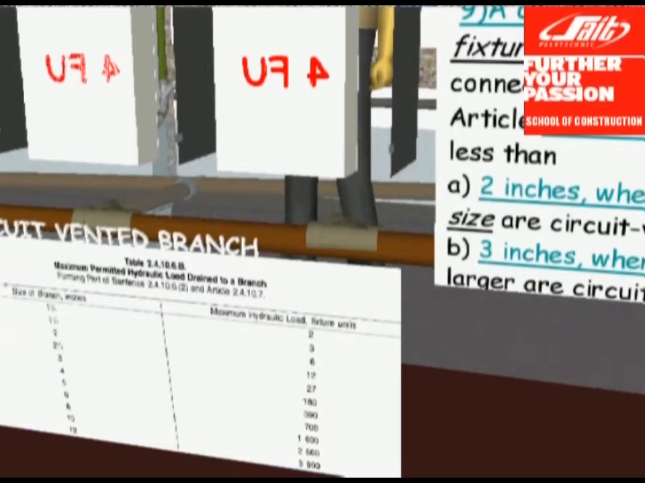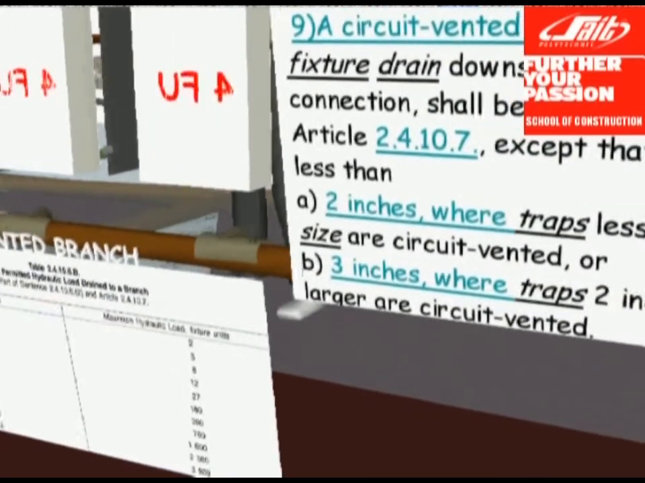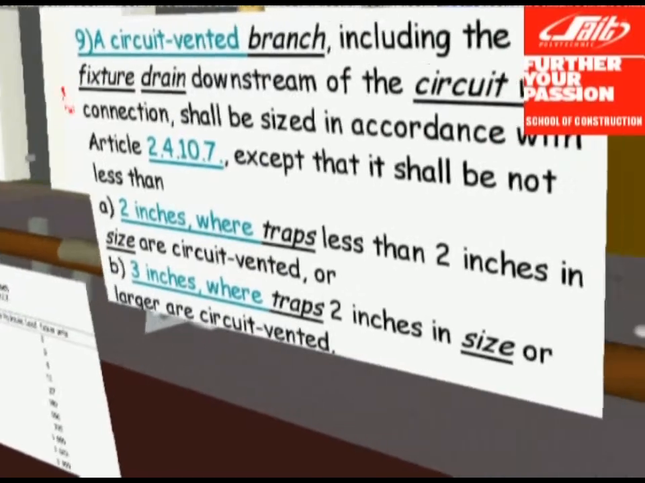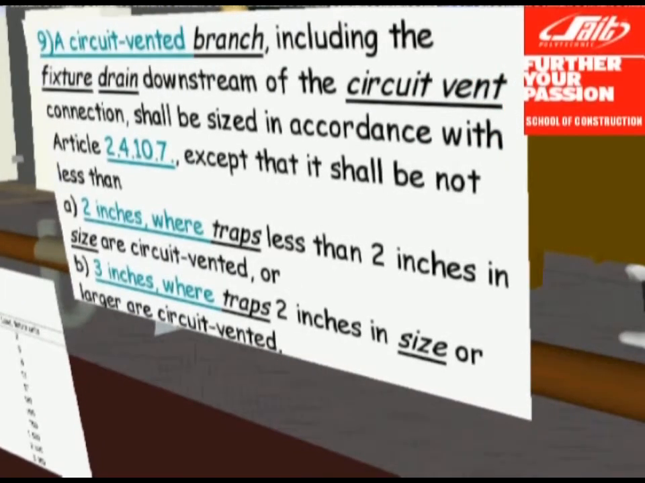The other method is by Clause 2531 subsection 9b, which states that if you have 2-inch traps tying into the main trunk of the circuit vented branch, well, then, your circuit vented branch must be at least 3 inches. This is kind of a shortcut.